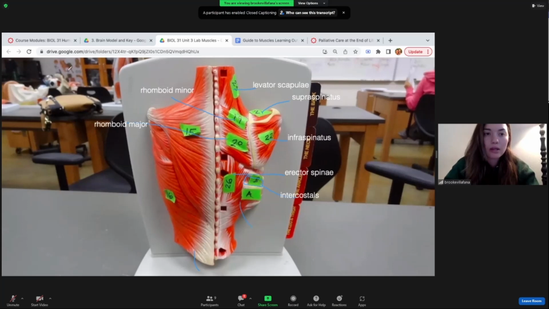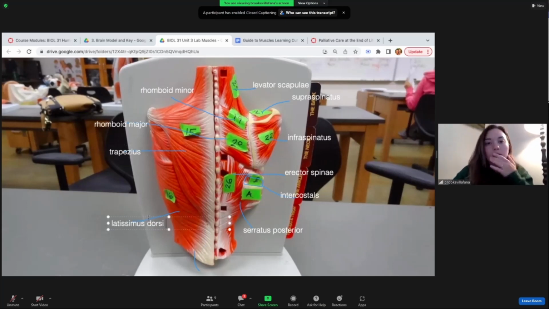A is our serratus posterior. And then we have over here the trapezius major and the latissimus dorsi, right? Trapezius and latissimus dorsi. Right, so that's everything for this little model. I would highly recommend taking a screenshot or having this somewhere, because we don't have a picture with all of the answers on it. And again, this is the only model where you guys can see intercostals.